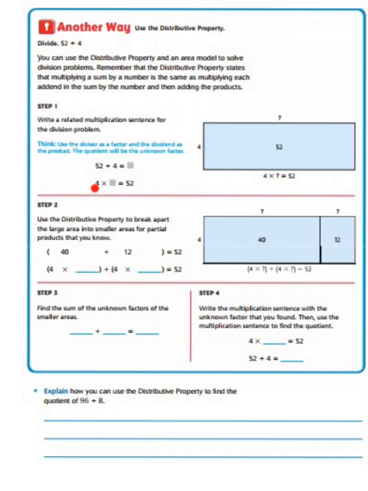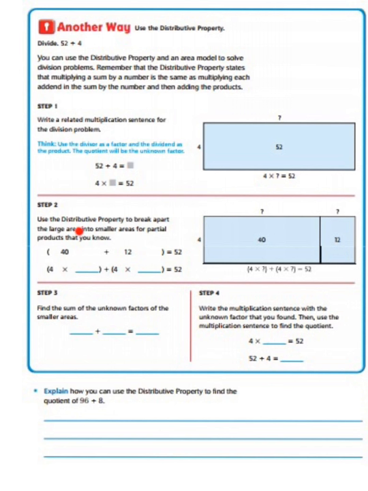We know that the opposite, or the inverse operation, for division is multiplication. So then our divisor becomes one of our factors, our dividend becomes our product, and we're looking for our other factor. So if we have 52 divided by 4, we know that 4 times something equals 52. So let's take a look at step 2.